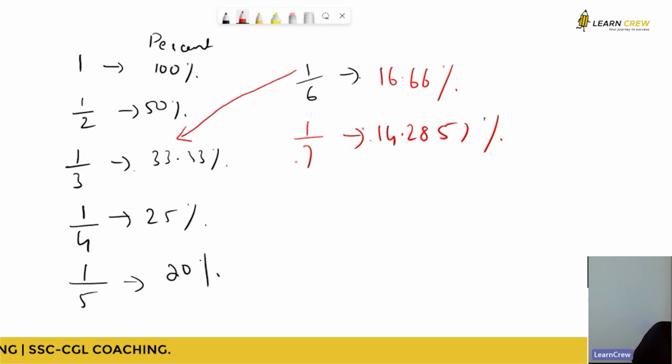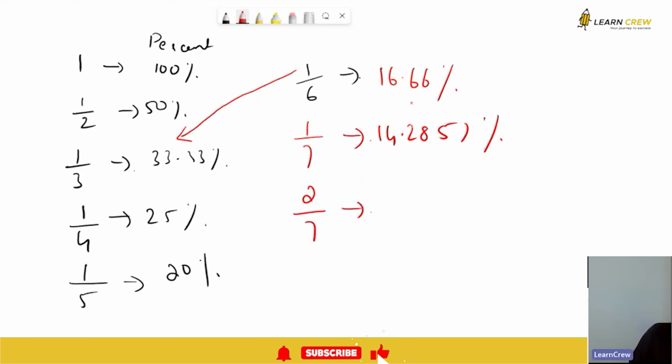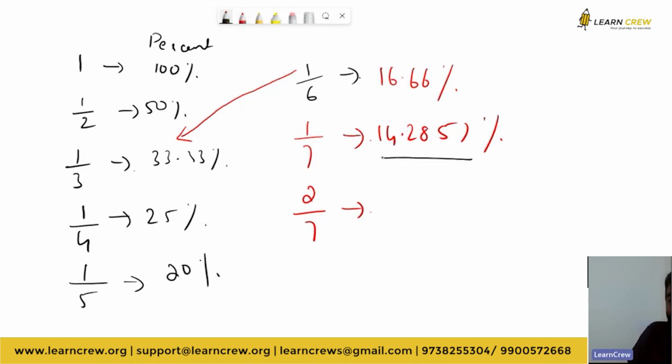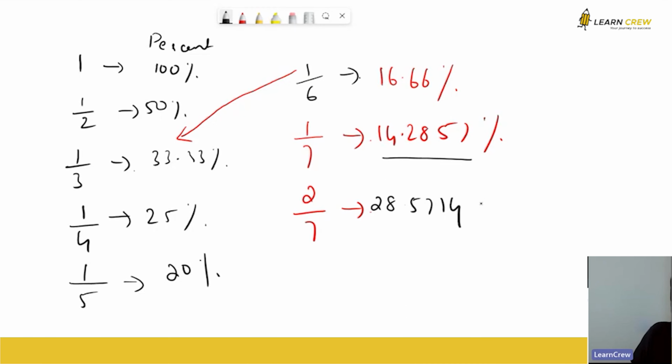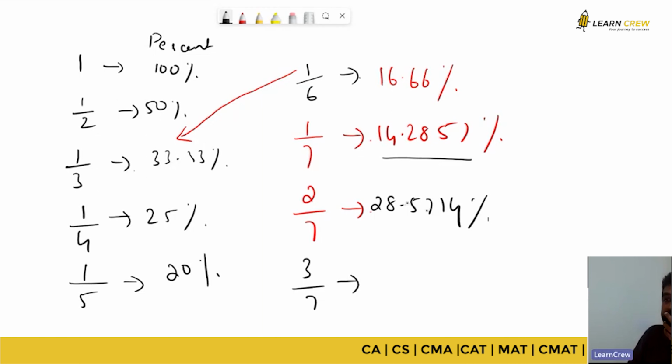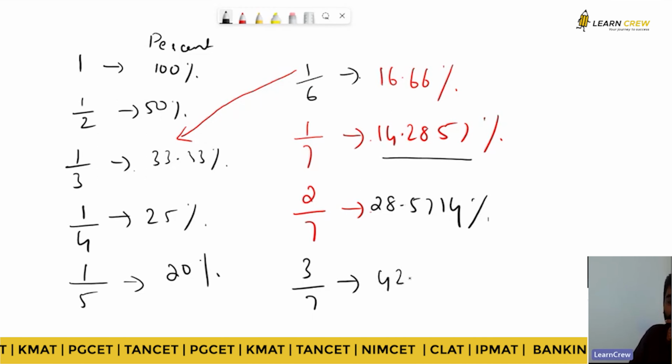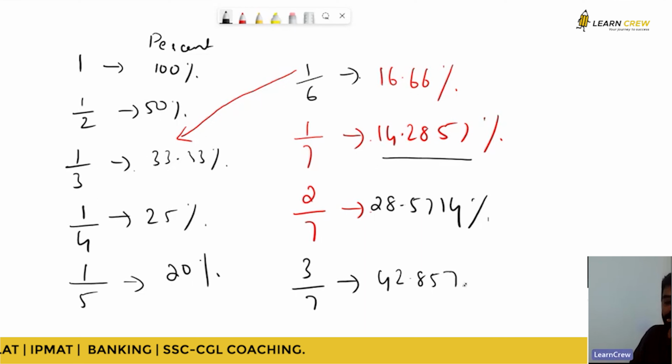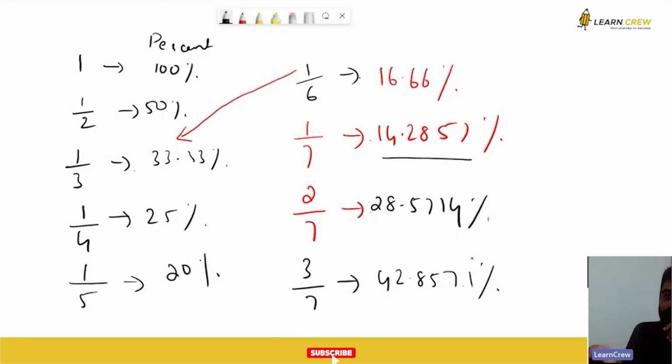What does that mean? If you are writing something like 2 by 7, it becomes the second least number in this sequence. So what's the second least number in this sequence? 2. It starts with 2, 28.5714. The same numbers keep repeating. If it is 3 by 7, what's the third least number? 4. Starts with 4, 42.857. Keeps on going with 4th, 5th, 6th, 7th, whatever it is. This is one sequence which you should remember.